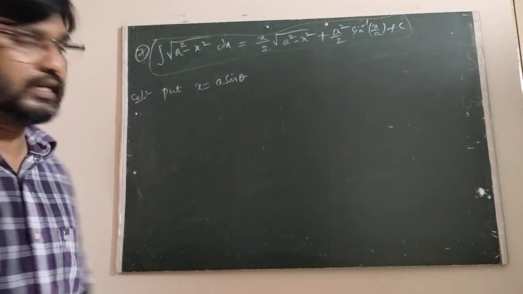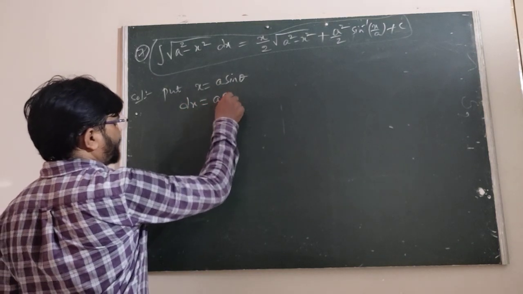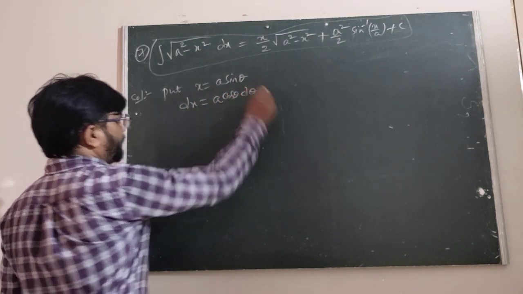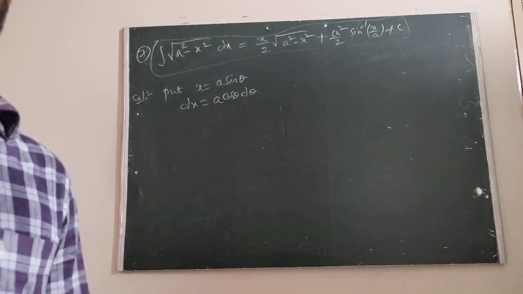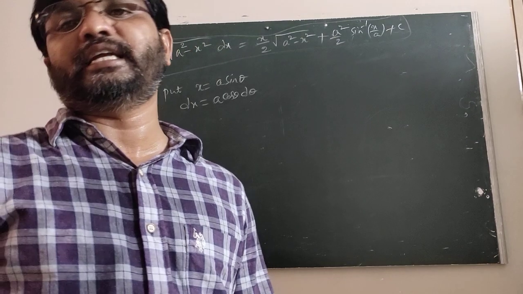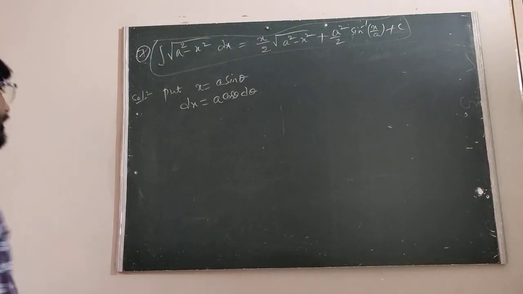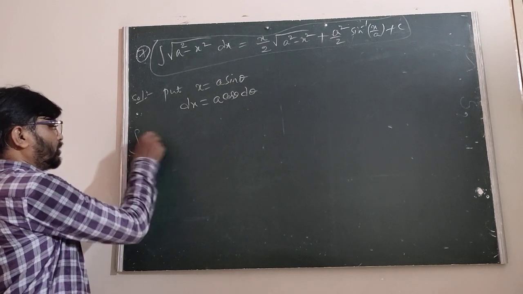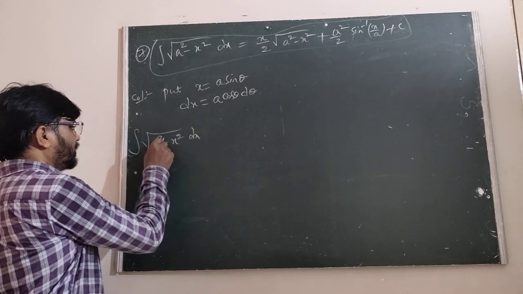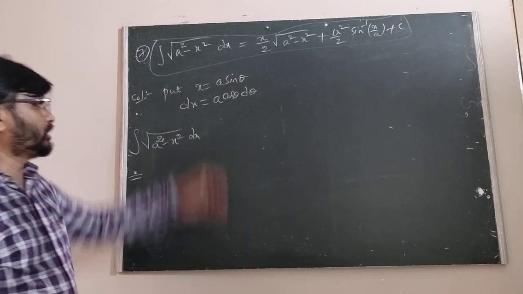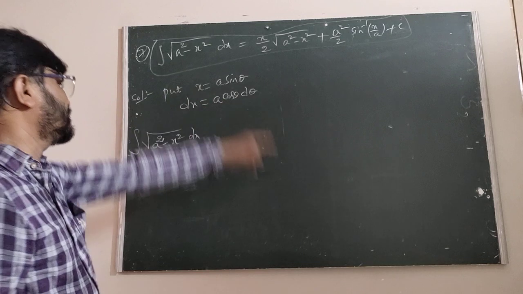Now the differentiation. The derivative of x is dx, which equals a into the derivative of sin theta, cos theta, into d theta. Is it okay? The derivative of x is dx, the derivative of sin theta is cos theta, and the derivative of theta is d theta. Now we take the given integral, the integral of under root a square minus x square into dx. Now we substitute x is a sin theta and dx is a cos theta d theta.